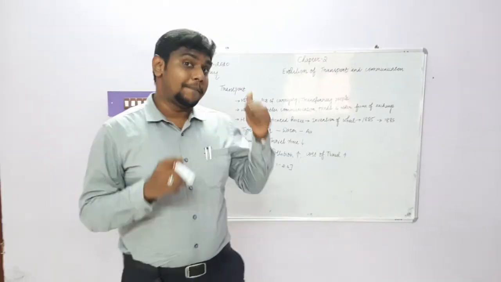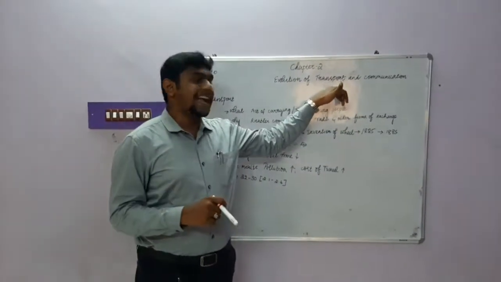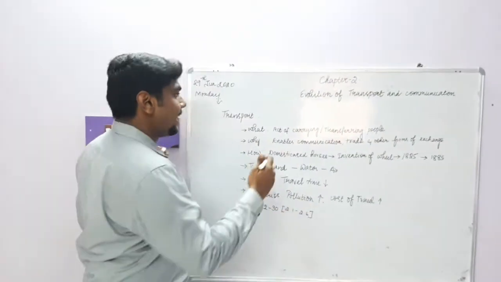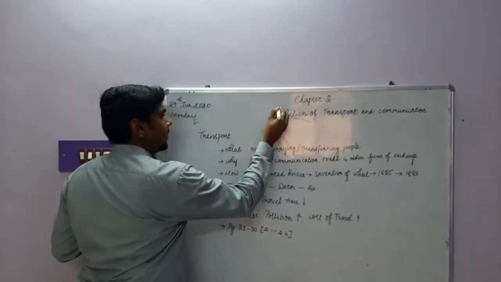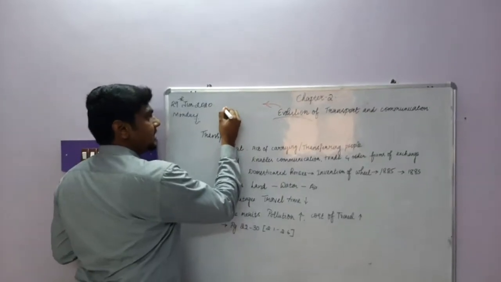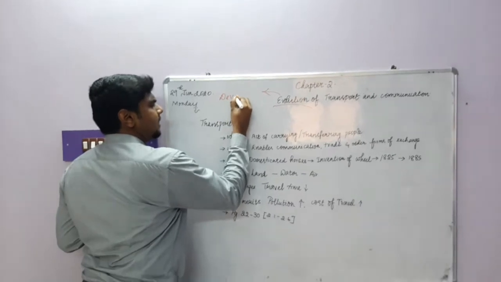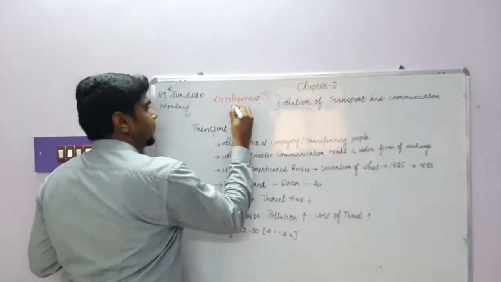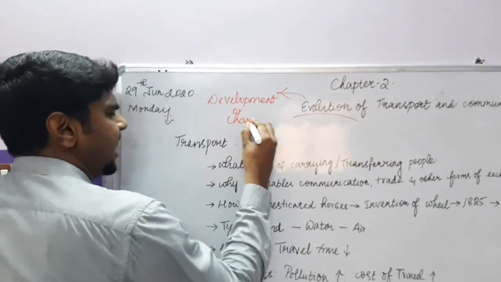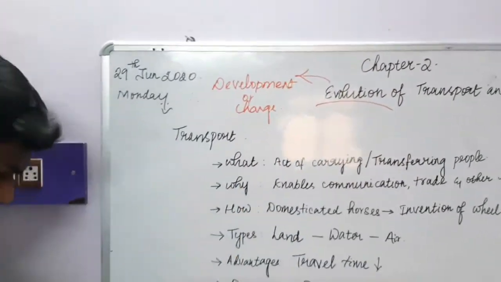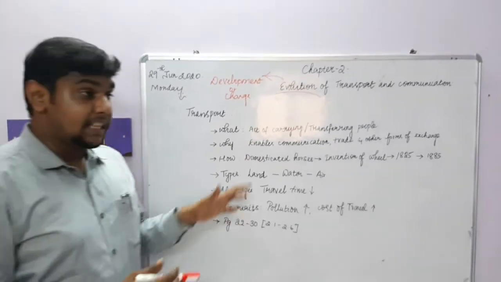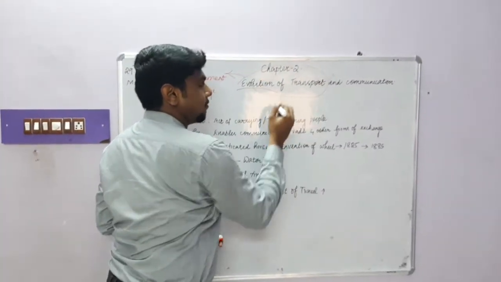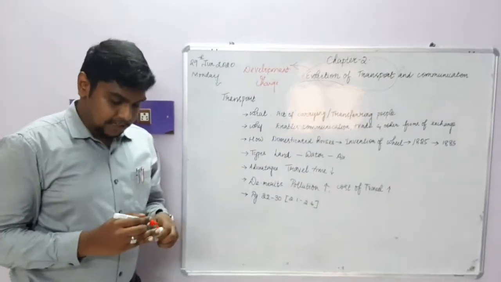To discuss chapter number 2, evolution of transport and communication. So what is meant by evolution? We already learned in chapter number 1, evolution means development or a change in something. In this video, we are going to see the first part of the chapter, which is nothing but evolution of transport. What is meant by transport?